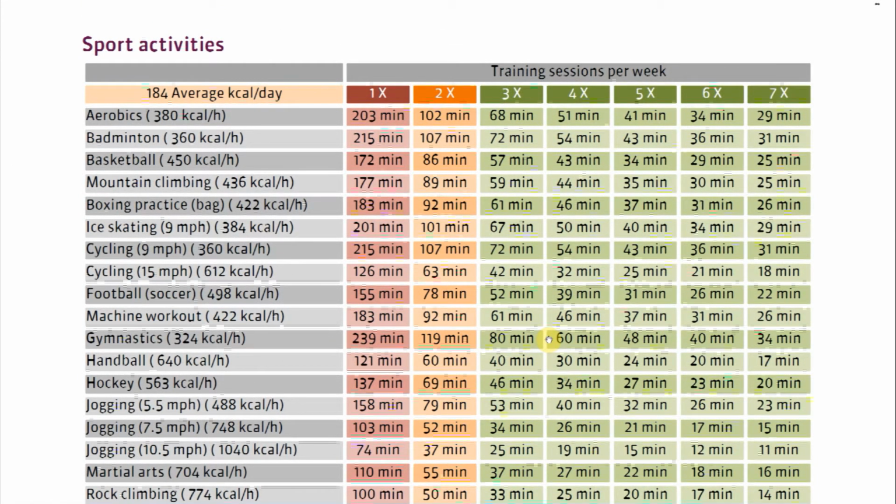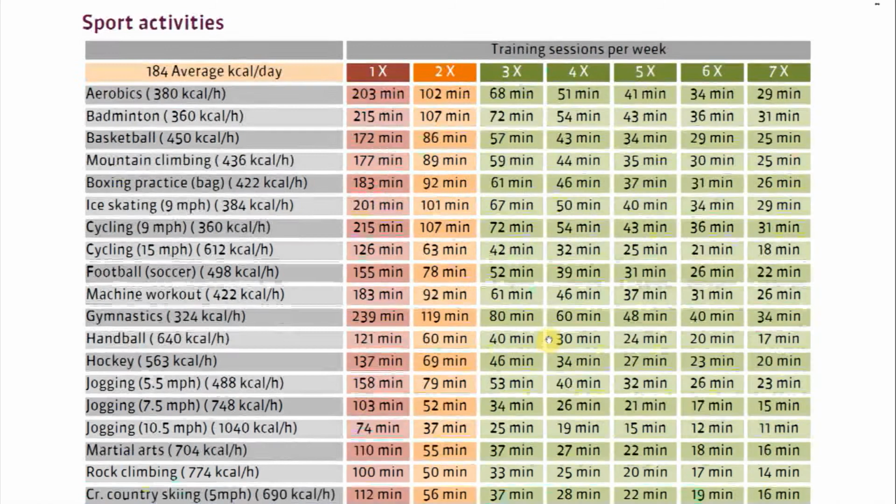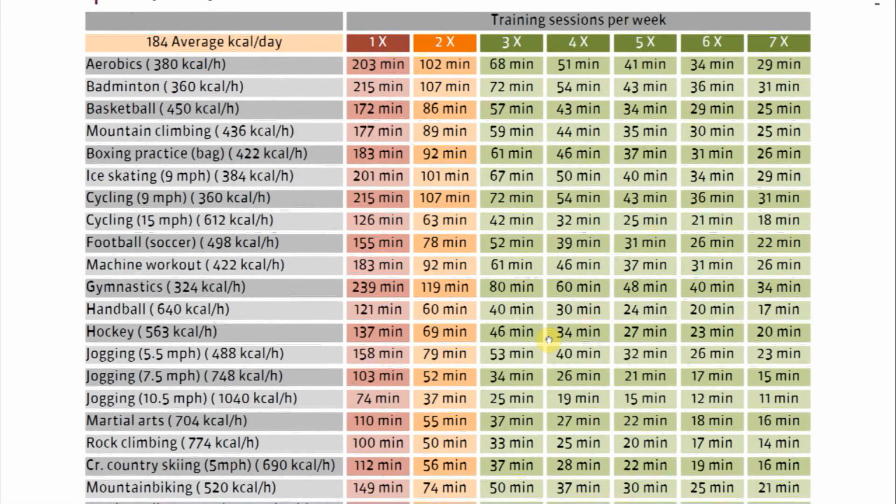First you decide, I want to do sports or exercise 4 times a week, for example. If that is the case, you go for this training sessions per week 4, and this is the column that you're interested in. And then you say, okay, what do I want to do? For one, I like hockey. Hockey, we know, burns 563 kilocalories per hour, and if I were to do it 4 times per week, I would do 34 minutes of hockey. So I would take a sheet of paper and say half an hour of hockey on Monday.